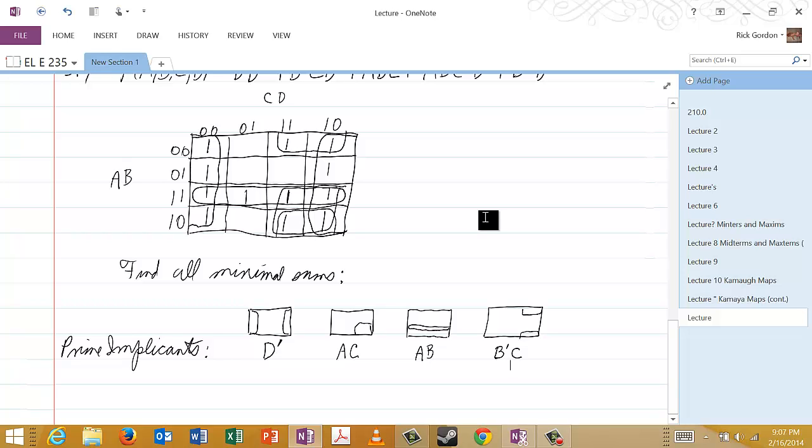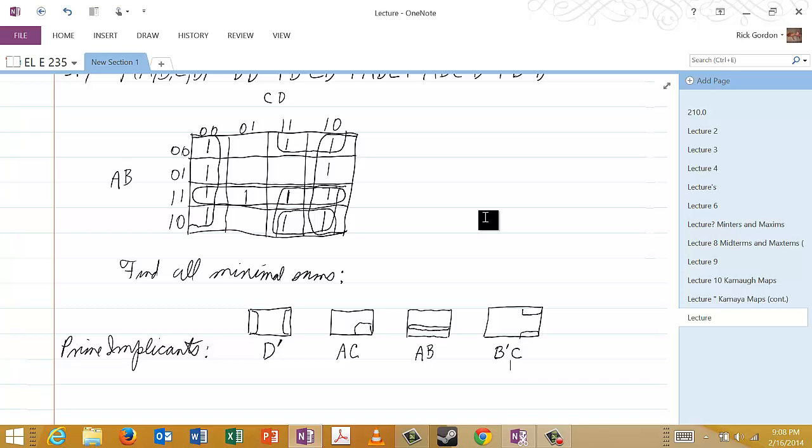And now we ask ourselves, are there any more rectangular groupings of 4 1 cells that are not already completely contained within a single one of the prime implicants that we have already identified? And the answer is no. So now, since there are no groupings of 4, we go to groupings of 2. Are there any rectangular groupings of 2 1 cells that are not already completely contained within a single prime implicant that we've already identified? And the answer in this case is no.